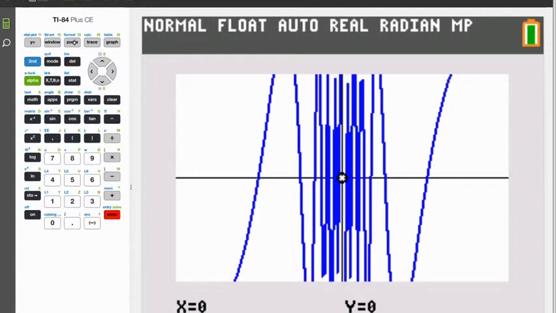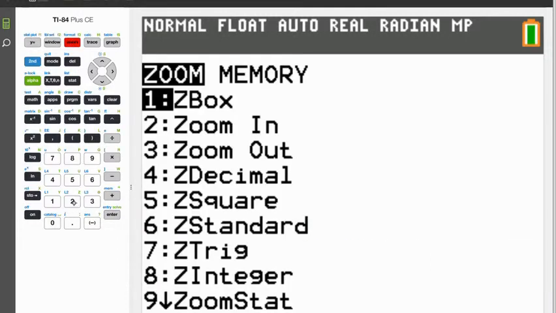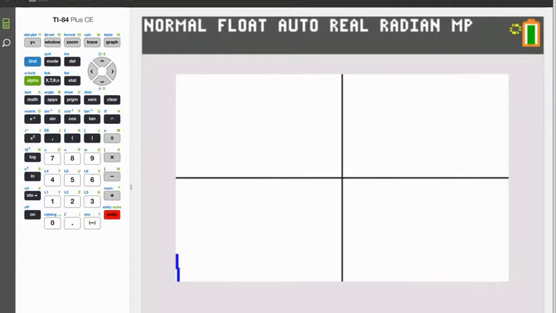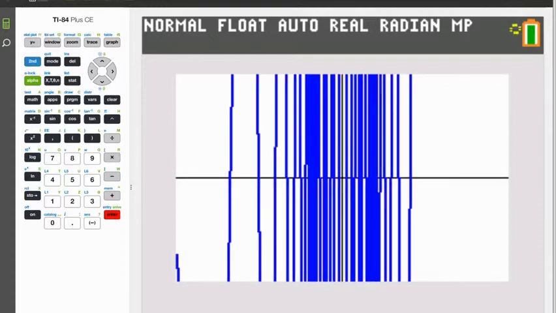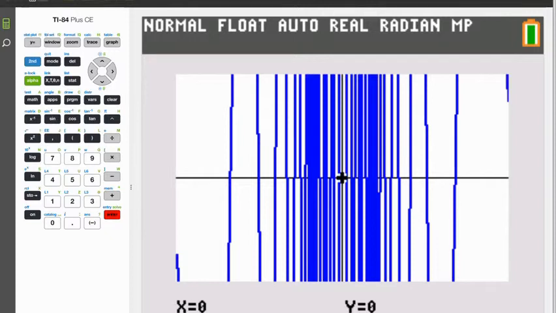I'm going to zoom in one more time. So this graph is very hard to read. It basically looks like a barcode. We can't tell where these lines are, and that is because the function is oscillating as it gets closer and closer to 0.